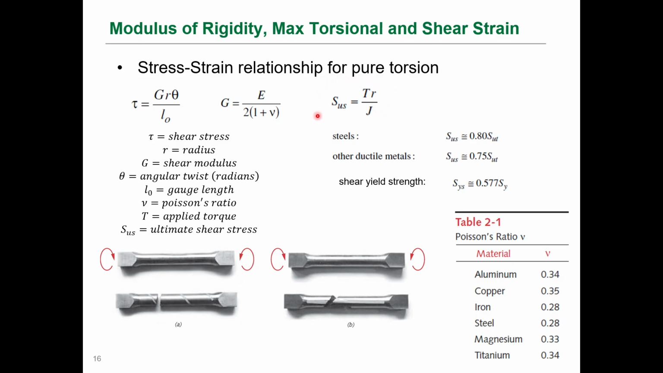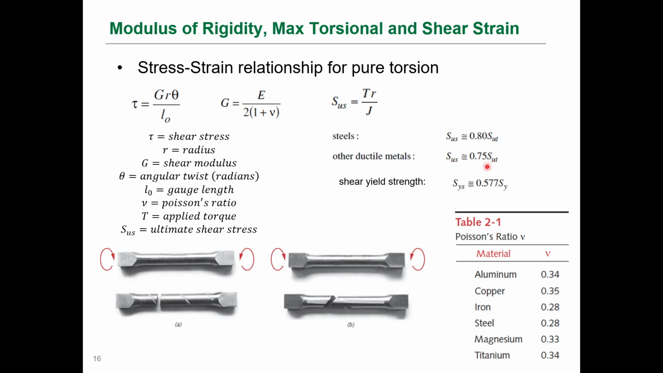So shear stress data is not always supplied by manufacturers, ultimate shear stress data. A good estimate of the ultimate shear strength for materials is to take the ultimate tensile strength data and use 80% of that value. For other ductile materials, you can use 75% of the ultimate tensile strength.